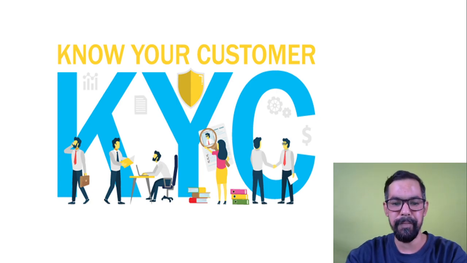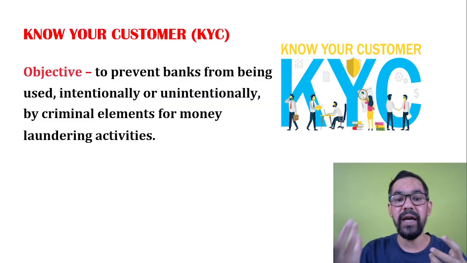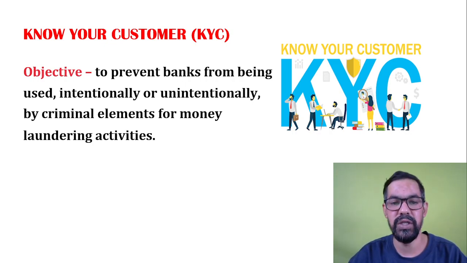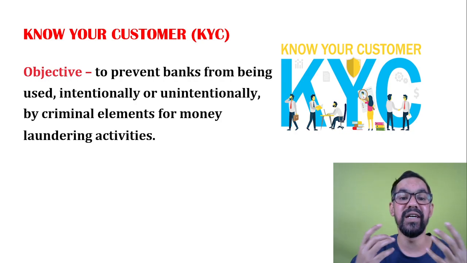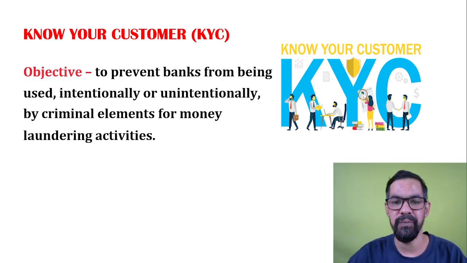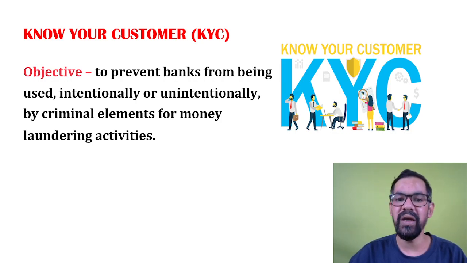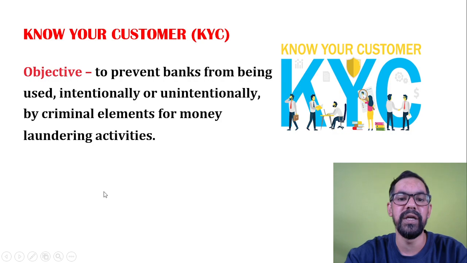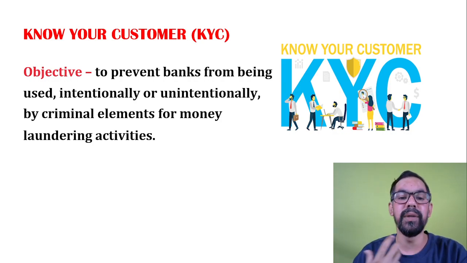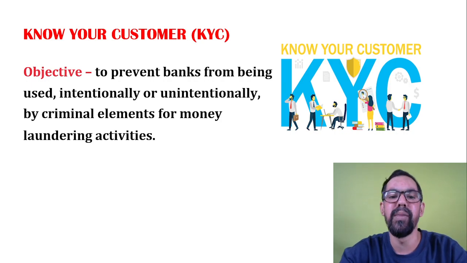I hope many times when you interact with some organizations, banks or financial institutions, they generally ask for some documents, some identity proof, address proof, income proof and all. That is generally part of your KYC process. Nowadays we even have the eKYC process or VCIP, that is the video customer identification process through video interface. The objective is to prevent banks from being used intentionally or unintentionally by criminal elements for money laundering. Money laundering is basically black money, terror financing, or any kind of frauds, and these are all related to money laundering activities.